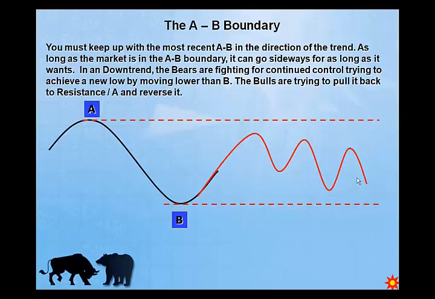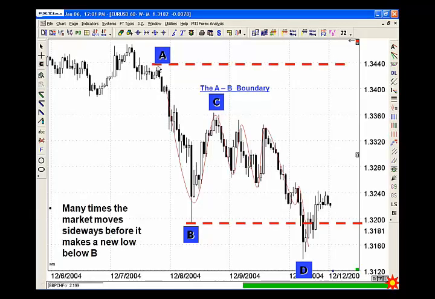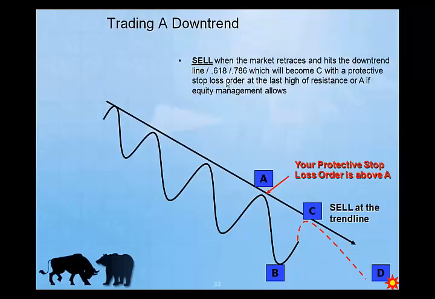Okay, they could stay inside that A-B boundary before it goes to that D extension. Look how the market did A, B, it did the C, and then we look at that 127 for that extension. So if we get A, B, and we get in at C, remember we want to find a convergence where that trend line meets the 618 or the 786. If we see that convergence, we're going to sell at that area, and we put our stop loss above A.